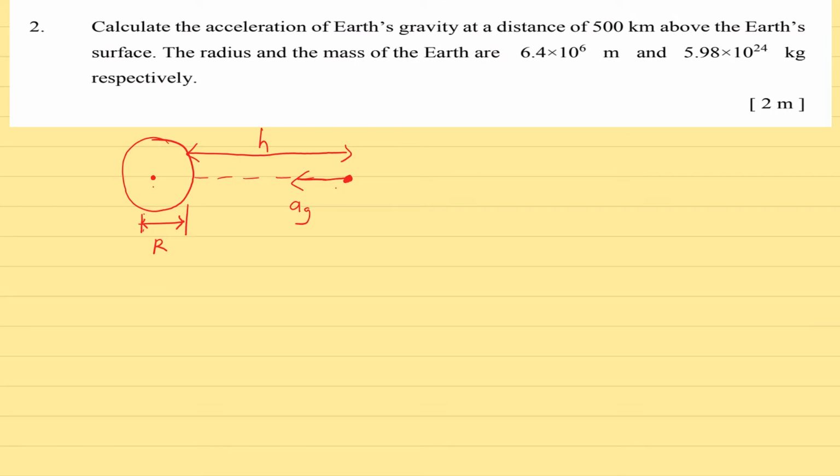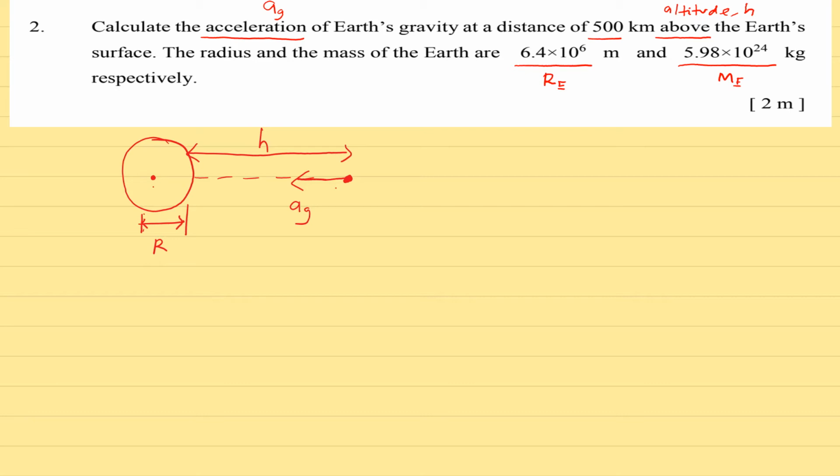Okay. For question 2, calculate the acceleration of Earth's gravity. So the keyword is acceleration. So the symbol is Ag, at a distance 500 km above the Earth's surface. So above the Earth's surface, we call altitude. So the symbol is H. Okay, the radius and the mass of Earth are 6.4 times 10 to the power of 6. So this is radius Earth, RE, and 5.98 times 10 to the power of 24 kilograms. So this is mass Earth, respectively.